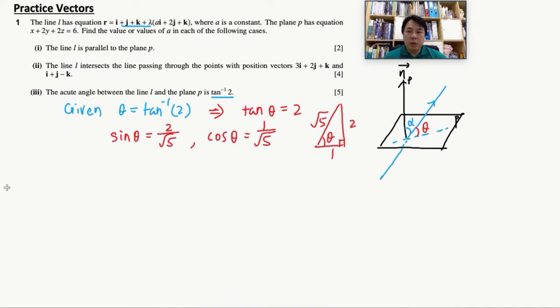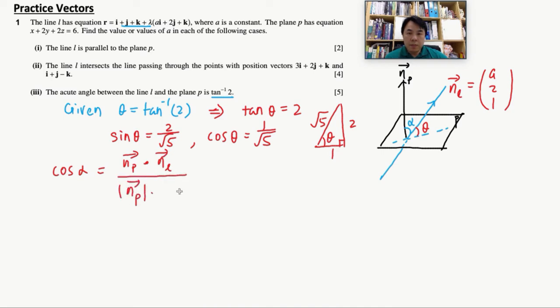Right? So first step, we're going to work out the cosine using the scalar product formula. The scalar product formula states that cosine alpha must be the same as the product between these two, and then this one is given by the direction of the line L. So direction of the line L is (a, 2, 1). Now that will be directions over its magnitude. Okay, so there you have it.